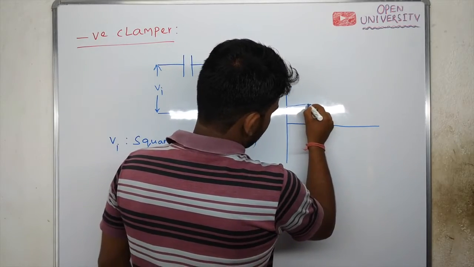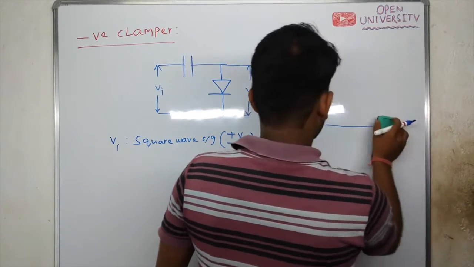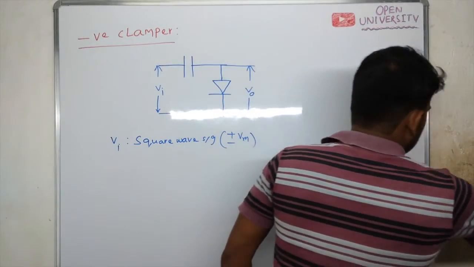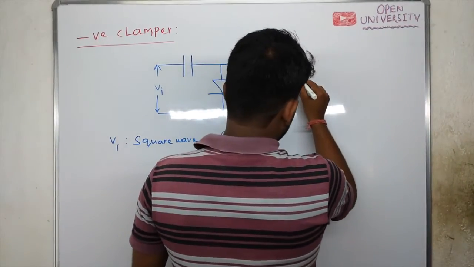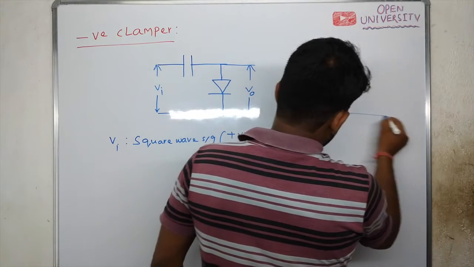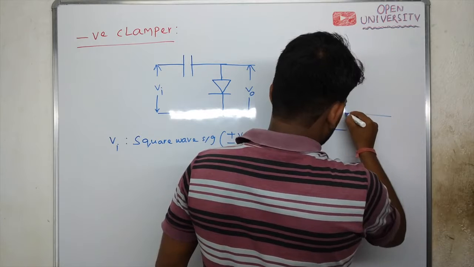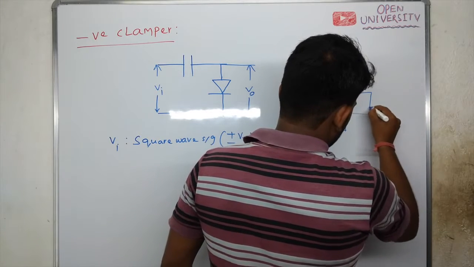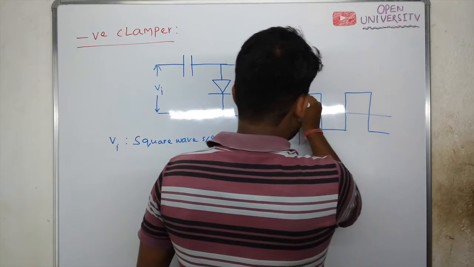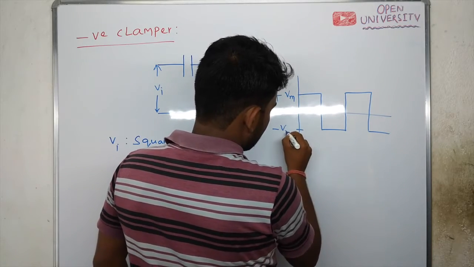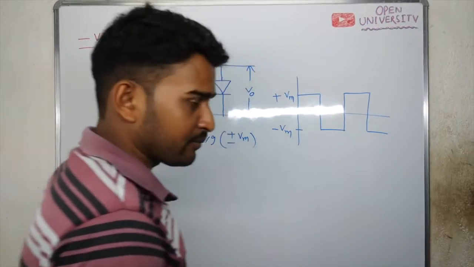Let my input voltage be a square wave signal like this, whose peak value is plus Vm and minimum value is minus Vm. This is plus Vm and this is minus Vm. This is my input waveform.